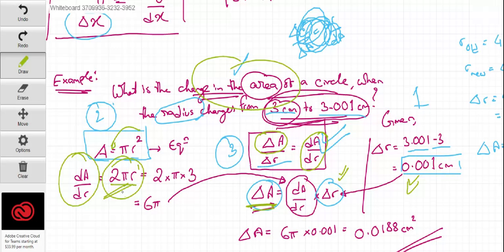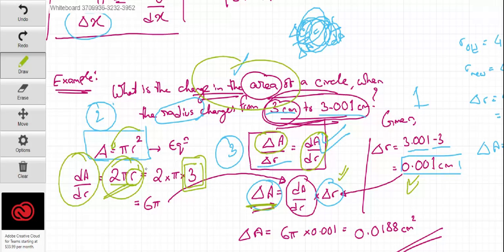2 pi r is an expression for dA by dr, but we need a number, a value for dA by dr. So you need to plug in a radius, and the common question is, we have two values of radius, what do we plug in? We always plug in the old radius, guys. Remember, whenever you have to plug in an x value or an r value or any such value, we always plug in the old value before the change. Okay, so that is the idea here.